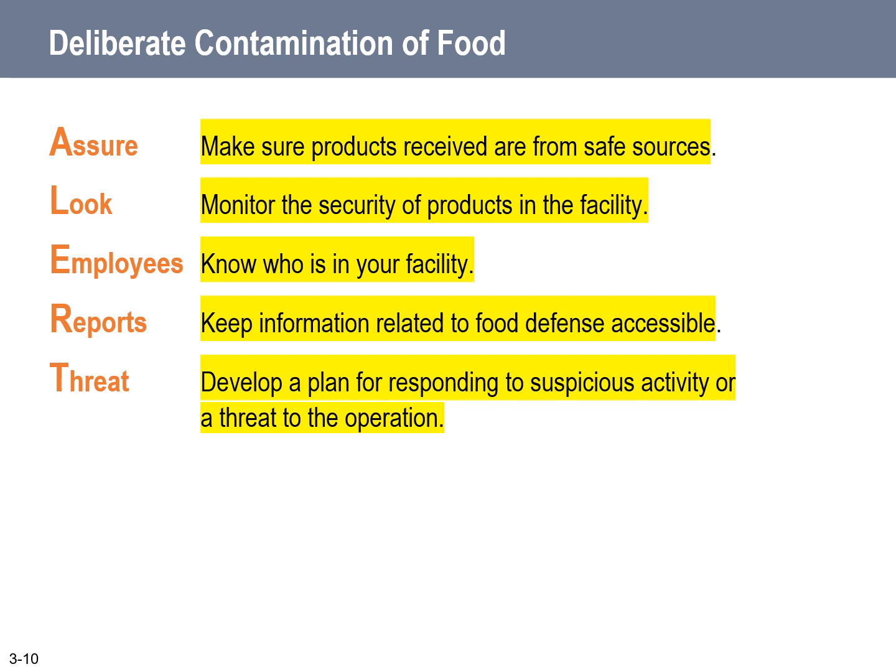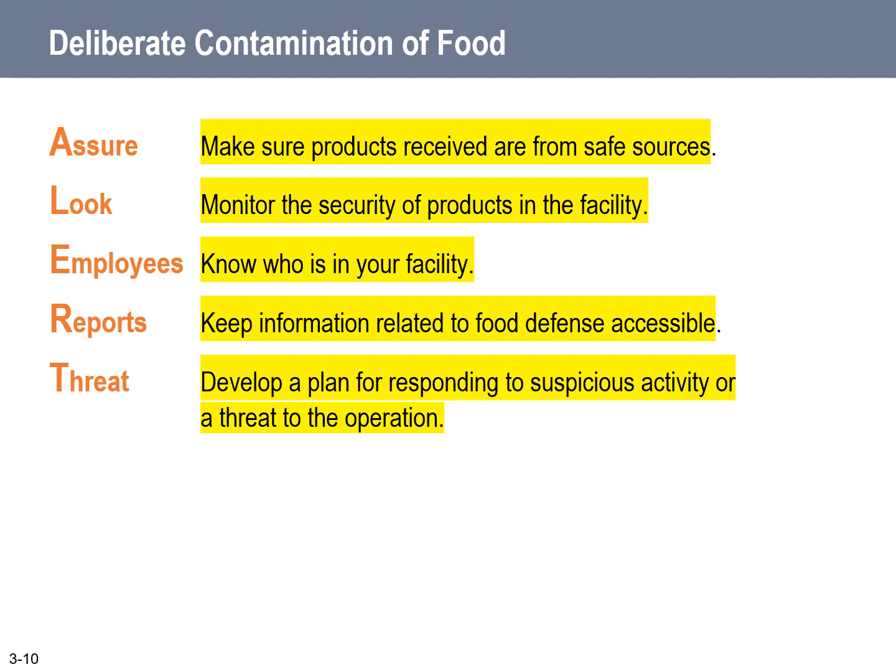Assure: make sure those products received are from safe sources. Your food vendor, a grocery store, a bulk wholesale supplier, not from someone's cousin that says, I can get you a good deal on something because it's cheaper. That's an unsafe, unapproved source. Look: monitor the security of the products in the facility. Have cameras in the kitchen, not to spy on your employees, but to make sure everything is in order.